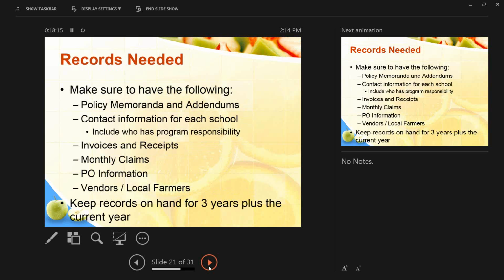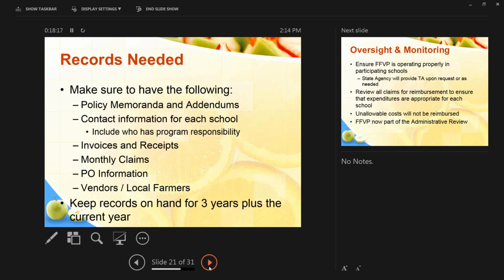Okay, now to talk about record keeping. So you're going to need to keep on hand any policy numbered memos that we've sent out that relate to the Fresh Fruit and Vegetable Program. And that's our means of communicating out any updates in guidance or regulations that pertain to the program.